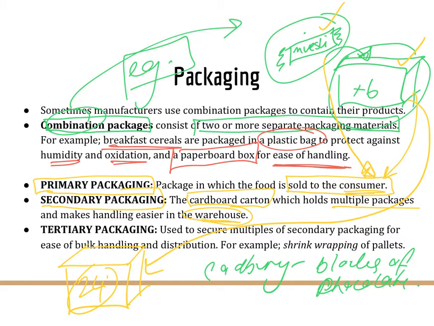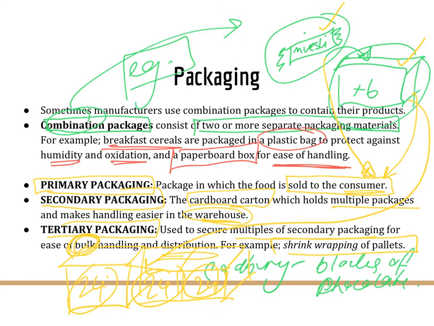The final type of packaging is tertiary packaging, and this is where you are securing multiples of the secondary packaging for ease of bulk, or large quantity handling and distribution. For example, if you have many, many boxes of these 24 packs of muesli bars and they were shrink wrapped together, the shrink wrapping of pallets of these muesli bars is an example of that tertiary packaging.